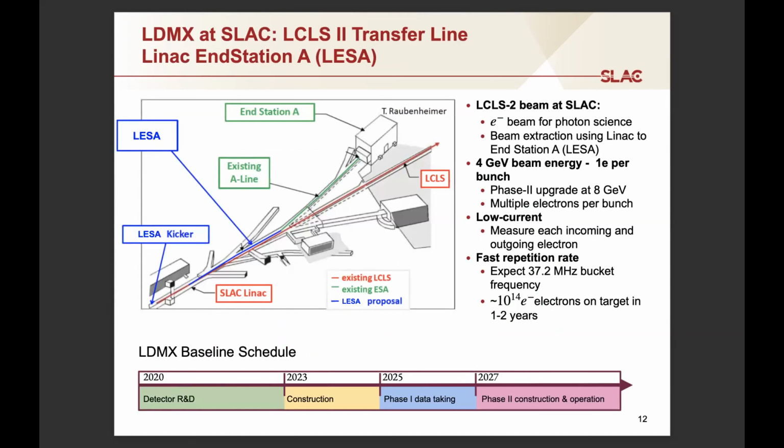So this experiment is going to be built at SLAC. We will use parasitically the LCLS-II transfer line, basically the LESA, the LINAC End Station A. And we plan to use in our phase 1 a 4 GeV beam energy where we have a single electron per bunch. This is a very simple scenario with respect to what we're talking about all day today, which is basically the LHC and very high pileup. Here we have just a single electron incoming, and we want to measure extremely precisely the momentum of the incoming particle and the recoil electron very precisely as well.